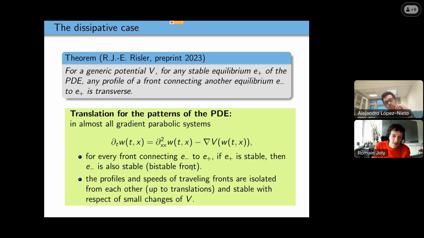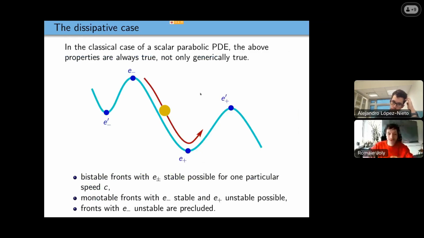And just to finish and to leave room for questions and discussion, I just want to present why, in 1D, in the scalar parabolic equation, this kind of front is always bistable when it is stable at one end and not stable at the other. So in the classical case of the scalar parabolic equation, the picture is the same. Of course, in 1D the potential is just a real function like this. But it's always the same thing.